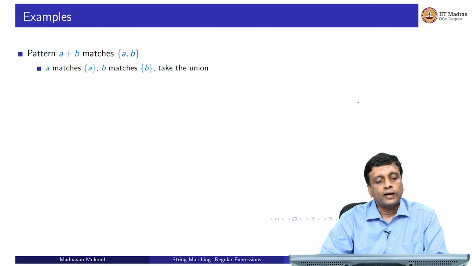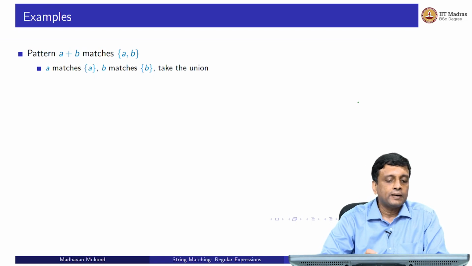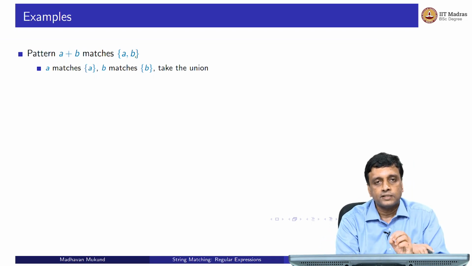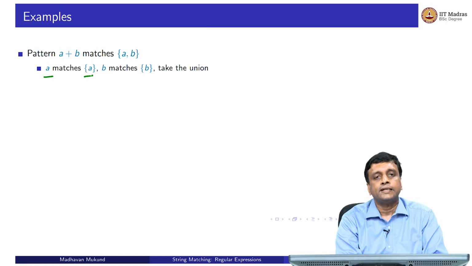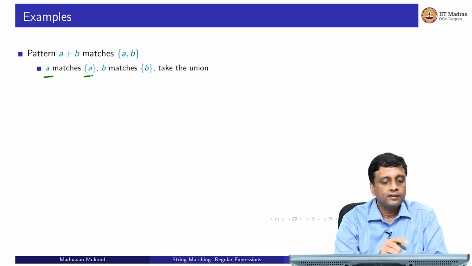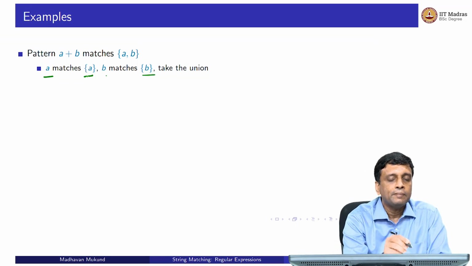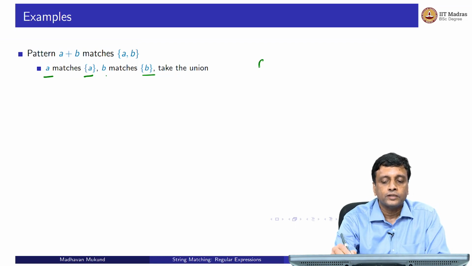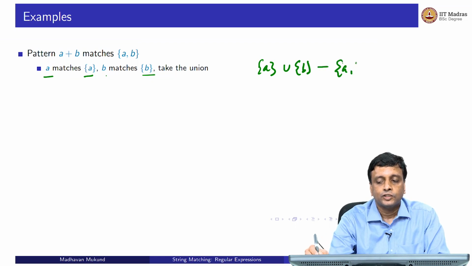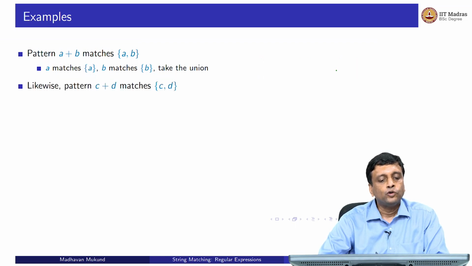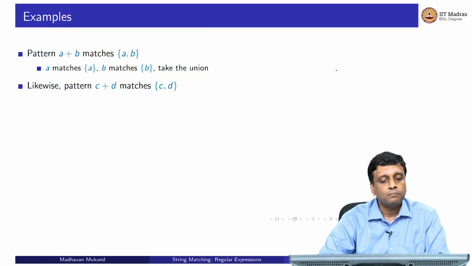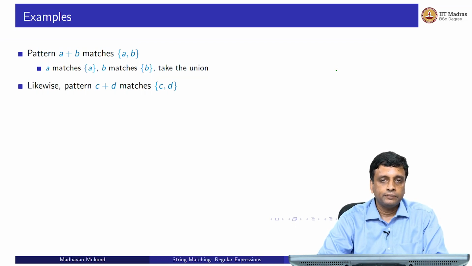If I look at the pattern A plus B, then it must match the set consisting of the words A and B. That's because we know that each individual letter matches the set consisting of that letter alone as a single word. So B matches the set B, A matches the set A, and now I have to take the union. So I take A union B, and I get the set consisting of two words, A and B. Obviously, if I do it for two different letters C and D, C plus D will now match the set C, D, because C on its own matches the set C, and D on its own matches the set D.